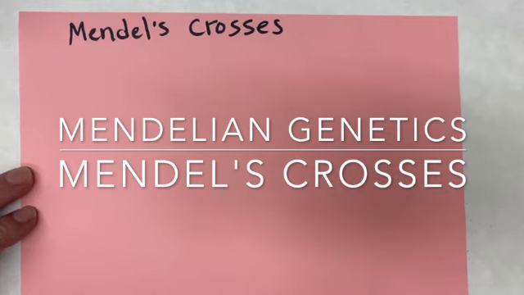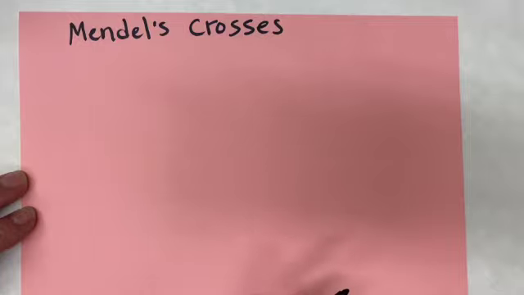Gregor Mendel was an Augustinian monk back in the 1800s, and he's the first Western scientist who figured out how genetics works. So I'm going to step you through a little bit of his thought processes in this video, and we're going to learn about the 3 generations of crosses that he used to figure out how genetics works.